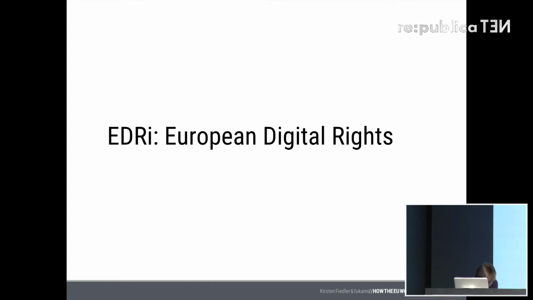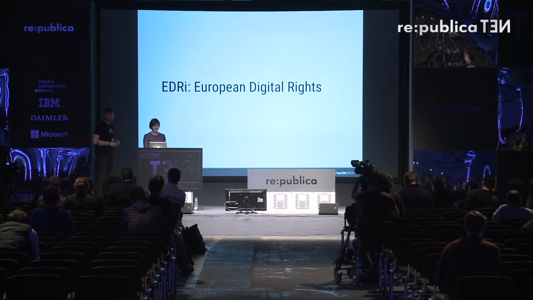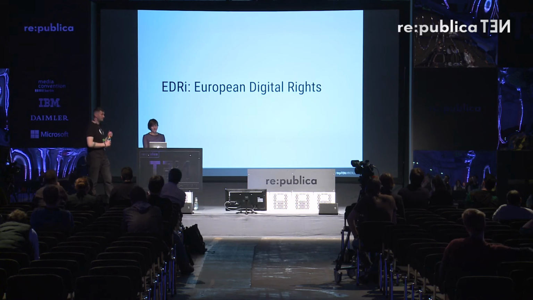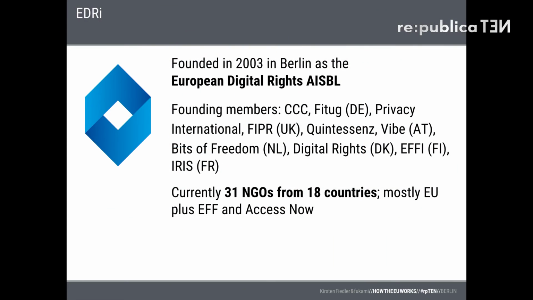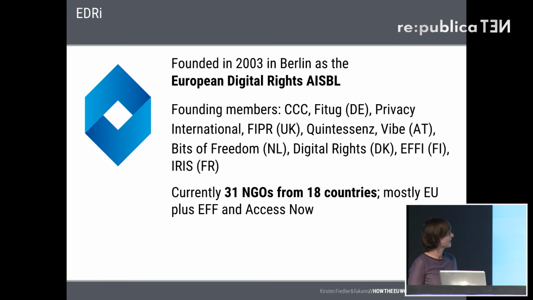So let me give you an example of an NGO, my NGO that I'm working for in Brussels, and how we are trying to influence policy making. We have an office in Brussels, and we are the umbrella organization of European digital civil rights groups from across Europe. We were founded in 2003 in Berlin as European Digital Rights. One of the founding members was the CCC, but there was also Privacy International, Bits of Freedom from the Netherlands, and today we are 31 organizations in total.